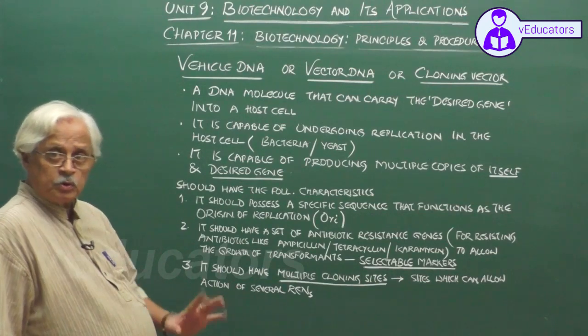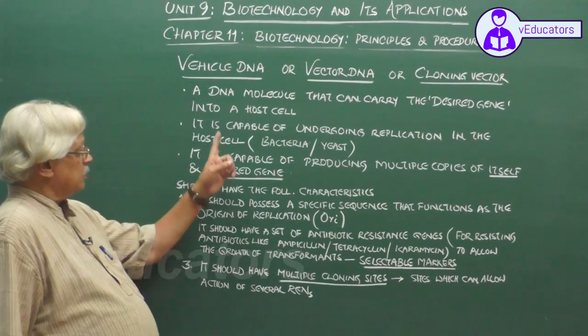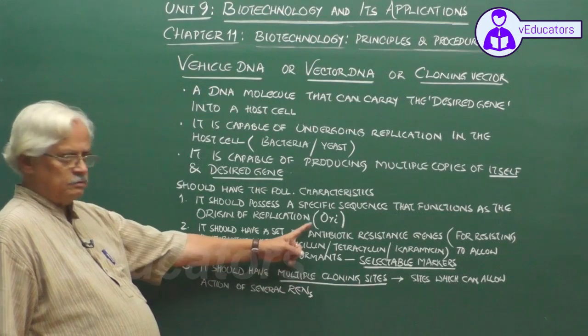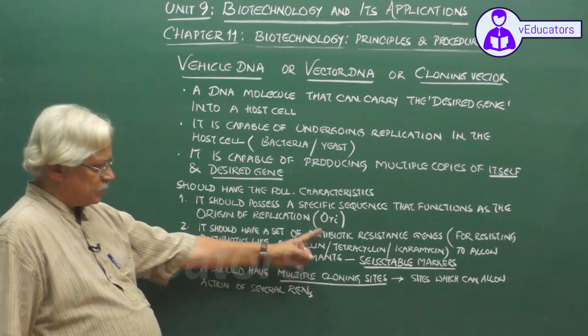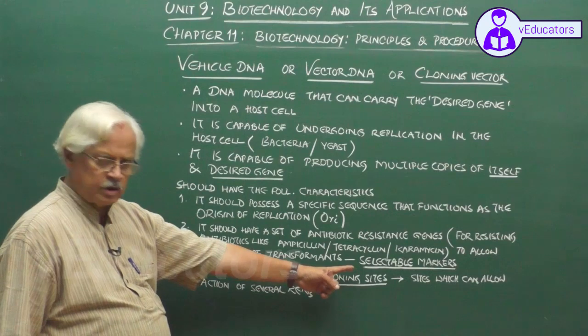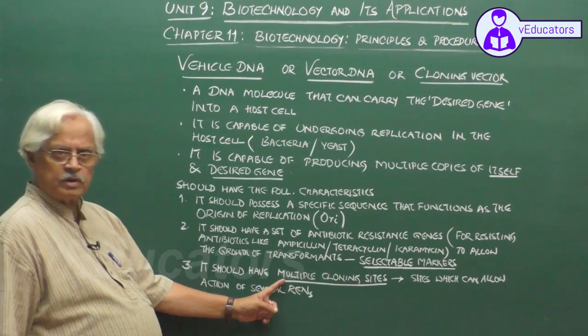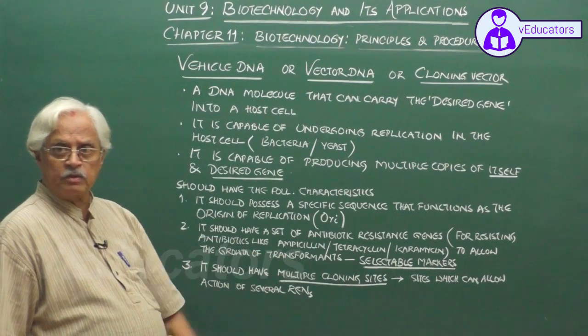So the most suitable vector therefore is one which has ORI, which has selectable markers and which has multiple cloning sites.